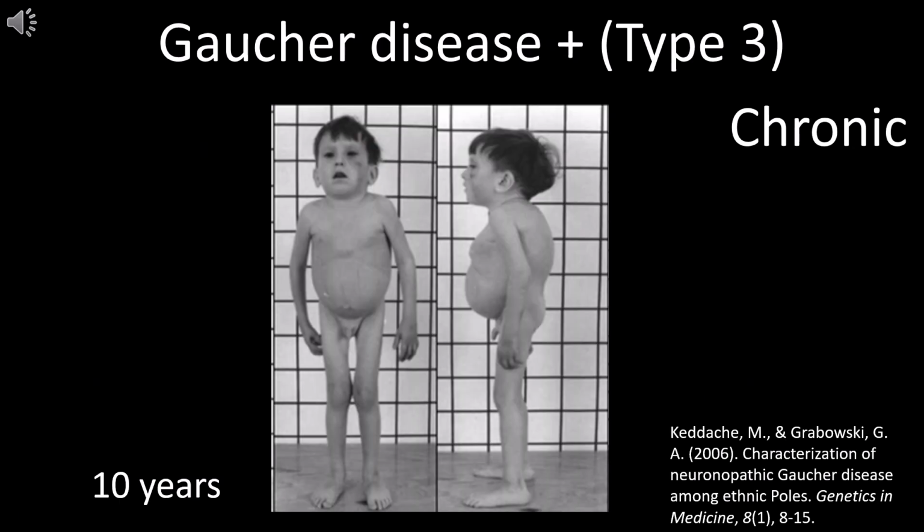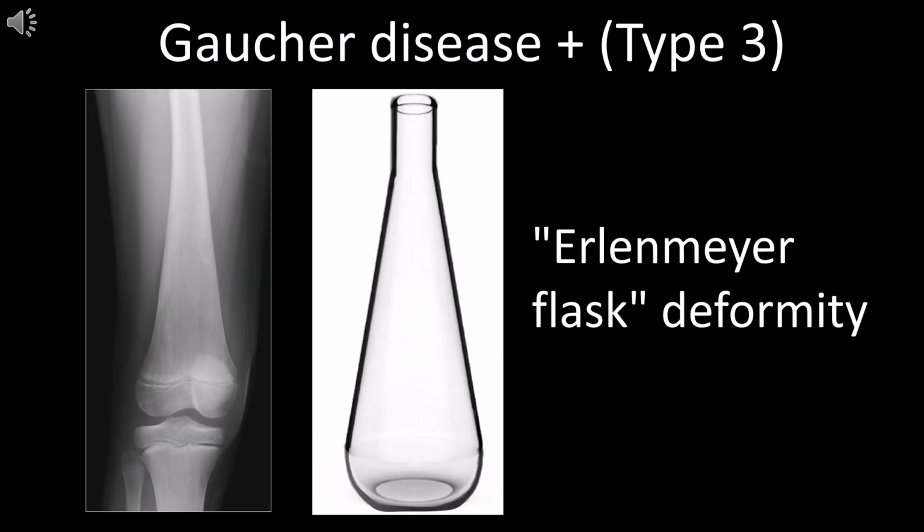These are the photographs of a 10-year-old with Gaucher type 3. Notice abdominal protrusion due to hepatosplenomegaly. Skeletal findings include short stature, abnormal posture, and widely distributed dysostosis. Some patients with Gaucher disease, usually type 3, have Erlenmeyer flask deformities. Notice the gradual progressive widening of the distal femur.